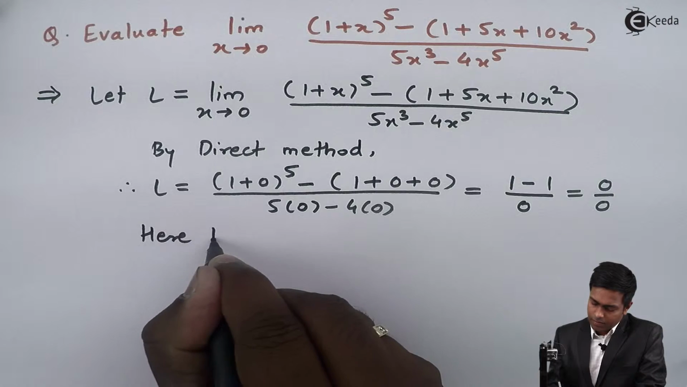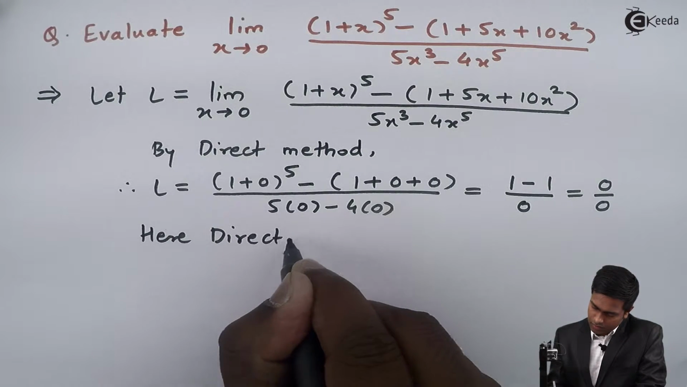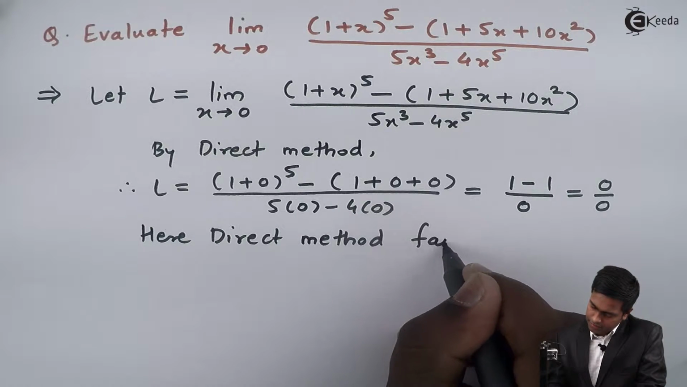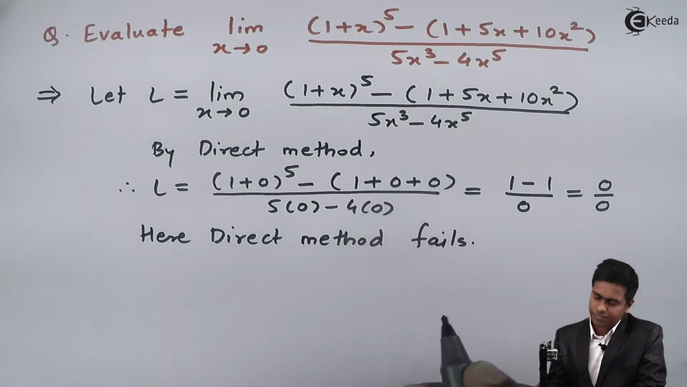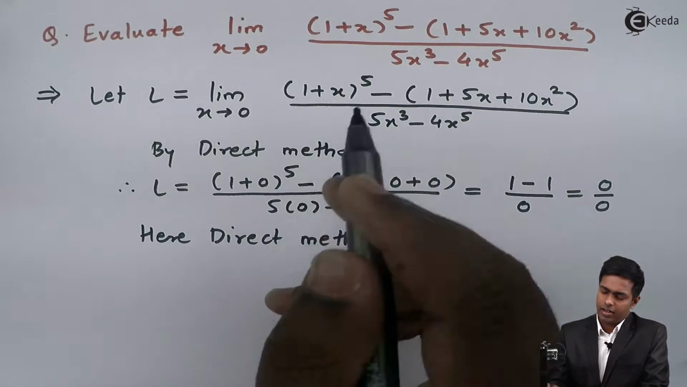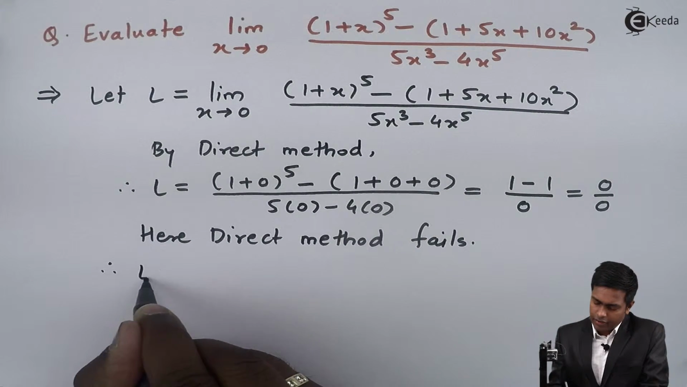So here direct method fails, and whenever direct method fails, we search for some other method to get the solution. Now for that reason I will rewrite the given limit.